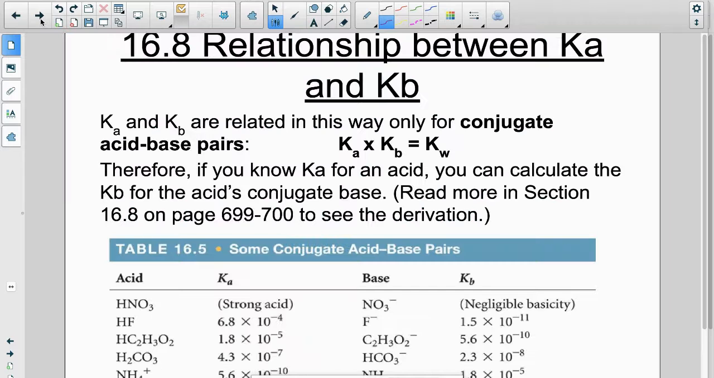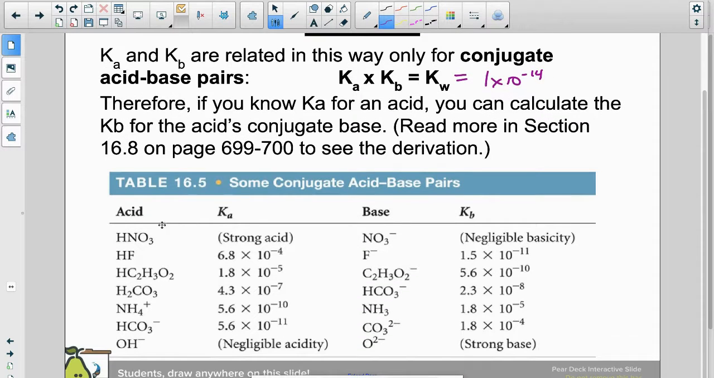All right. So the last part was to get the relationship between Ka and Kb. Ka and Kb are for conjugate acid-base pairs, and their product will equal Kw, which is 1 times 10 to the minus 14. So if you take a look here, we have Ka and we have Kb over here. If you multiply these together, you get 1 times 10 to the minus 14. There's a derivation in your textbook on these pages if you want to take a look at that.